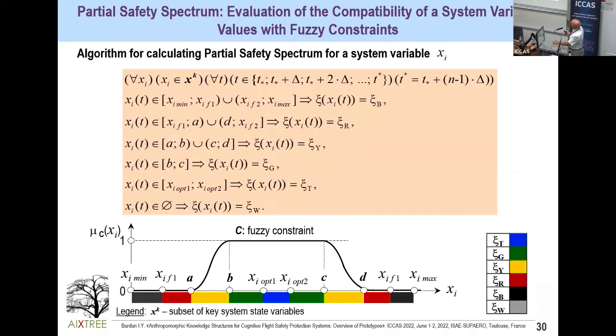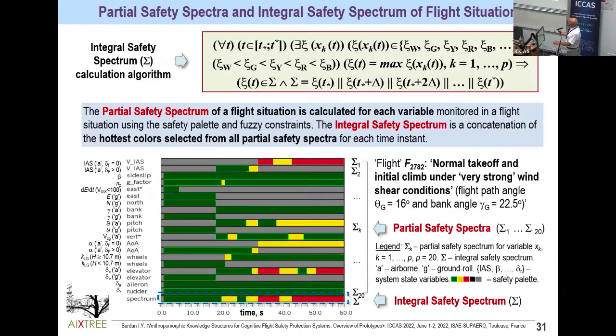This is an algorithm to calculate so-called partial safety spectra. We're using a fuzzy constraint here, and we can evaluate the danger of the value of a specific controlled variable in terms of compatibility with the fuzzy constraint.